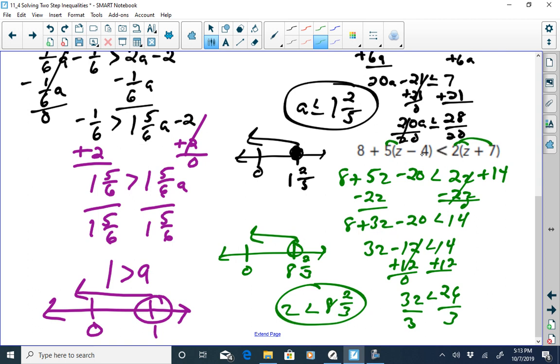4 minus 4 is 0. 5 times 0 is 0. So I get 8 over here. 8 has to be less than 4 plus 7 is 11. 2 times 11 is 22. So is 8 less than 22? Yes, it is. So I feel pretty good about my solutions.